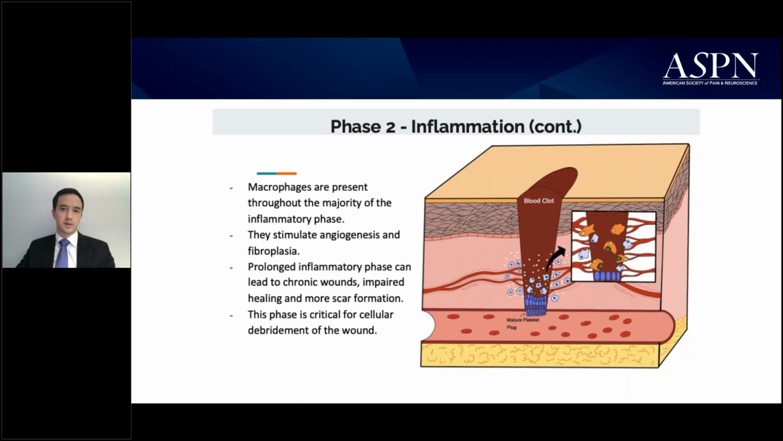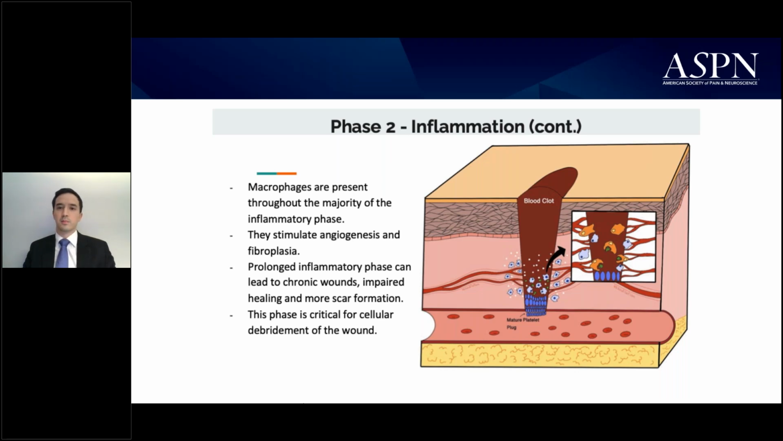So at this point in inflammation phase, you can think of the macrophages as perhaps the most important aspect of this phase. They are present throughout the majority of this phase and play a critical role in laying the groundwork for the next phases of wound healing. As I mentioned before, macrophages are recruited to the site of tissue injury by soluble proteins released from activated platelets, as well as the neutrophils themselves as they die off.